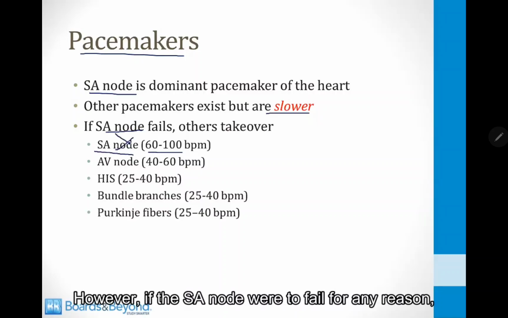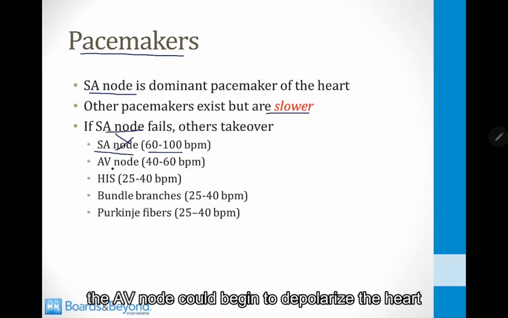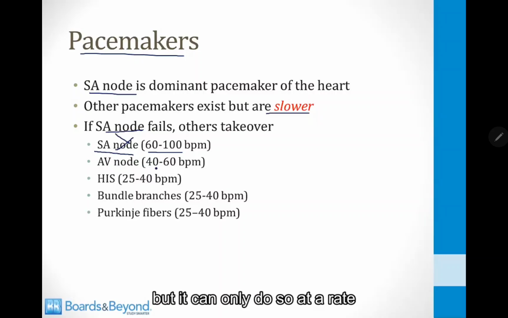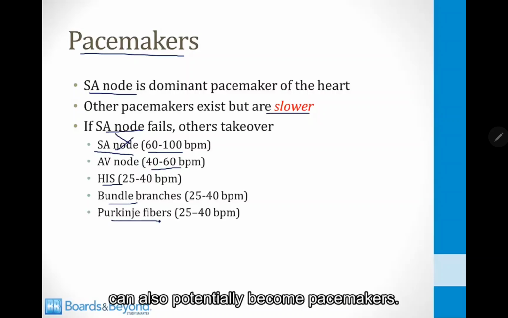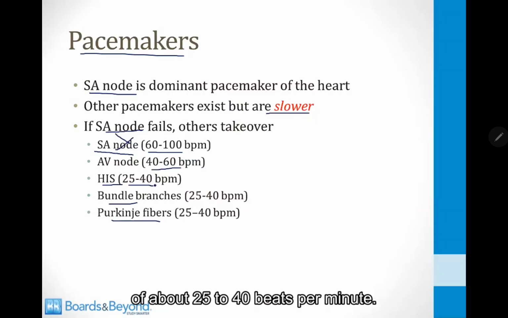However, if the SA node were to fail for any reason, the AV node could begin to depolarize the heart, but it can only do so at a rate of about 40 to 60 beats per minute. The His bundle, the bundle branches, and the Purkinje fibers can also potentially become pacemakers. However, they are at even slower rates of about 25 to 40 beats per minute.